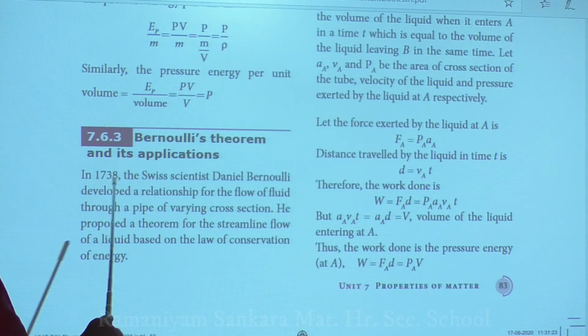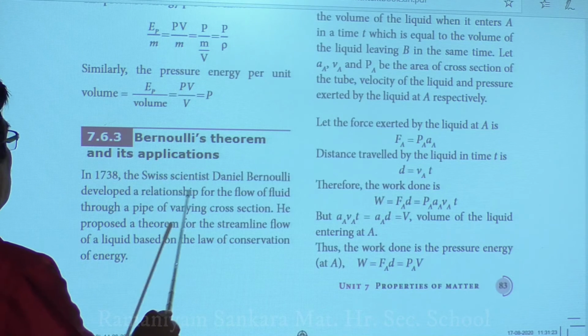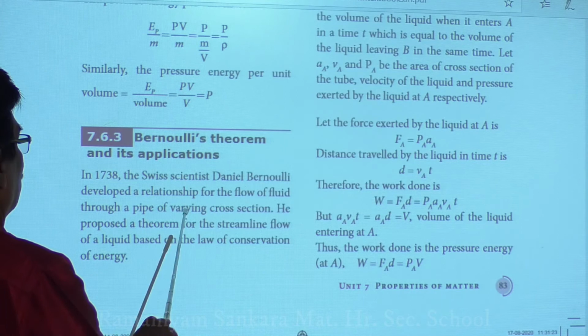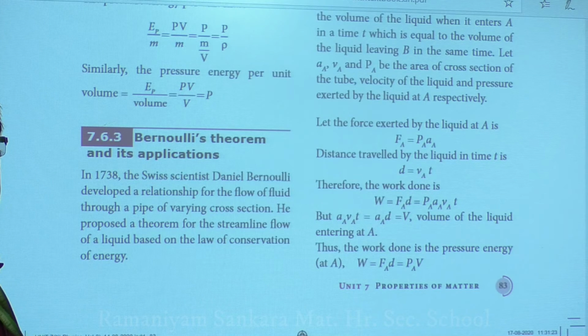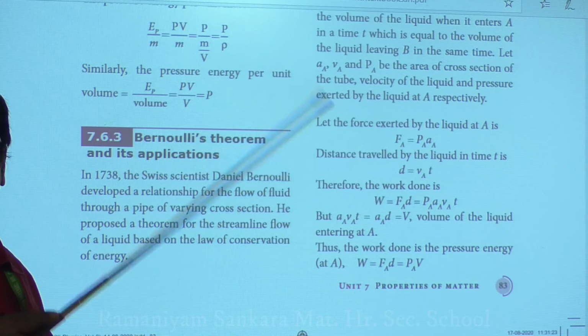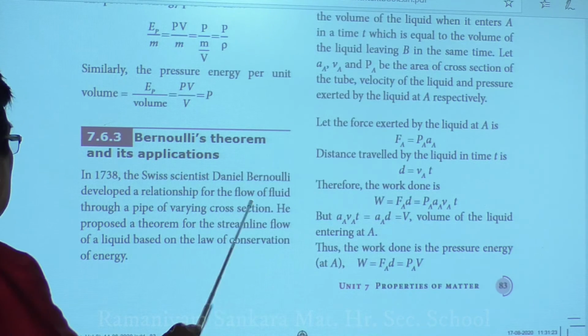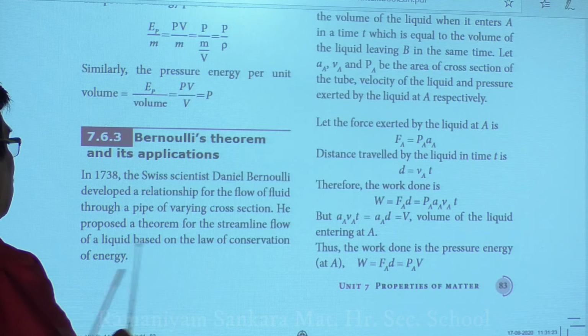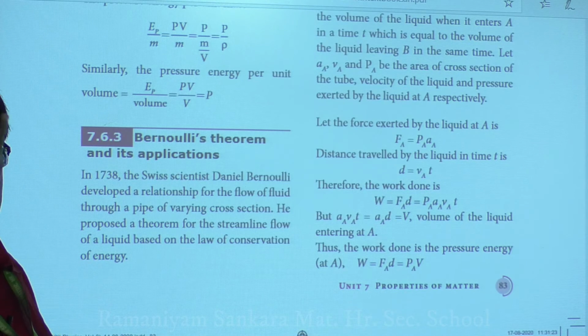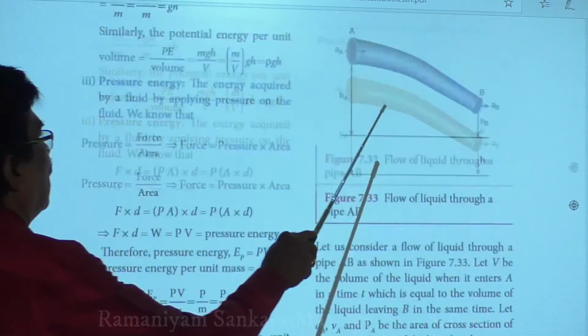In 1738, Swiss scientist Daniel Bernoulli developed a relationship for the flow of fluid through a pipe of varying cross section. What is varying cross section? It's not a uniform pipe. One area will be greater, another area will be lesser. He proposed a theorem for the streamlined flow of a liquid based on the law of conservation of energy. 1-mark question: energy can neither be created nor be destroyed, it can only be transformed. This is the law of conservation of energy.